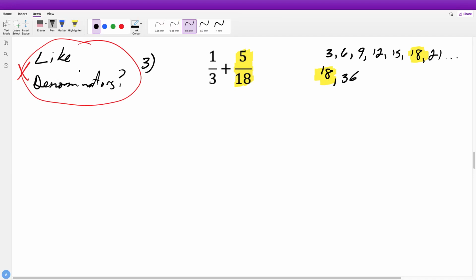Then we need to change 3 to 18. Well, we need to ask ourselves, because we're going to multiply here, 3 times what gives me 18? Well, 3 times 6 gives me 18. So I know I need to multiply this 3 by 6 in order to change it to 18. And what we multiply to the denominator, we have to multiply to the numerator, because what does 6 over 6 actually equal? It equals 1.